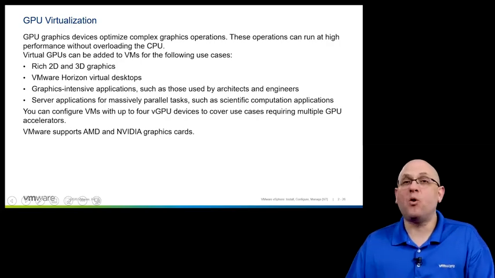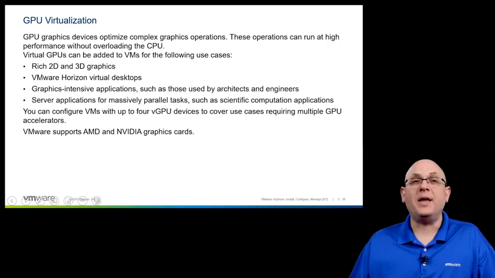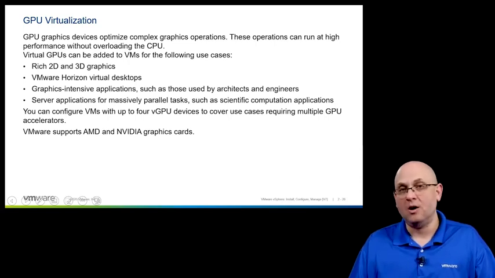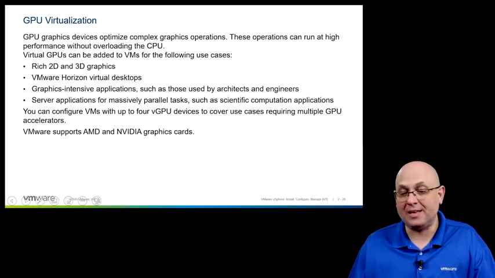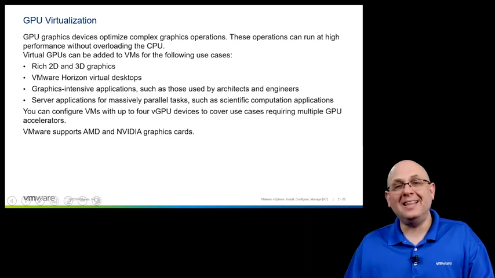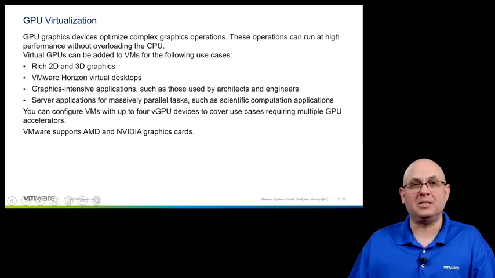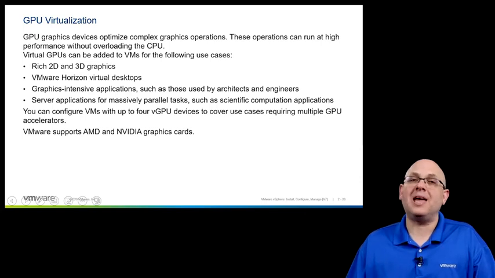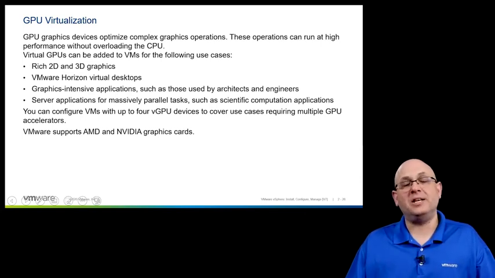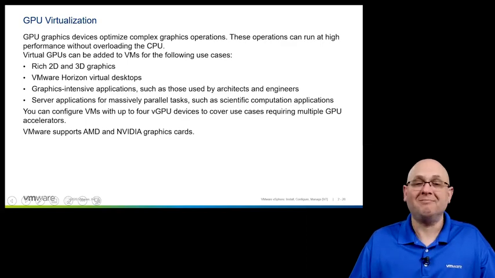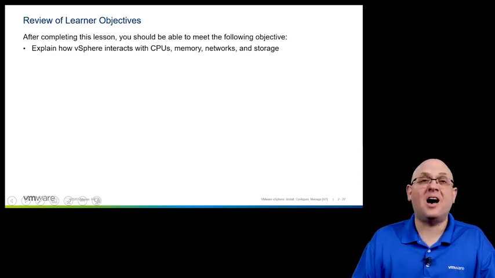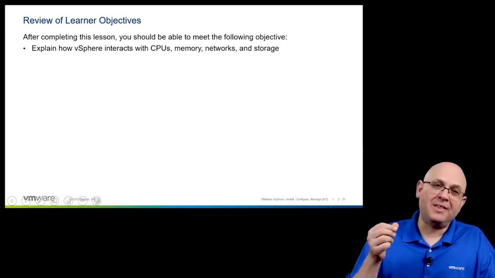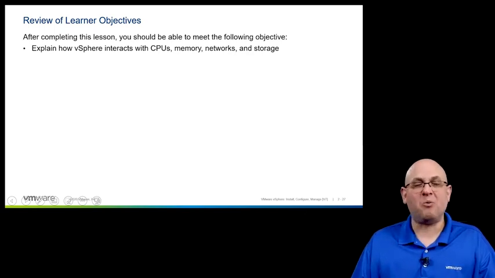So if we have the appropriate corresponding physical hardware, we can configure virtual machines with up to 4 virtual GPU devices. We support AMD and NVIDIA graphics cards for these purposes. Okay? We'll dive a little bit more into GPU virtualization when we talk about some of the capabilities that we have in virtual machines around things like vMotion. Okay? We'll talk more about that later. But for now, that does it for the basics of virtualization around the interaction of CPU, memory, network, and storage with your virtual machines and ESXi.